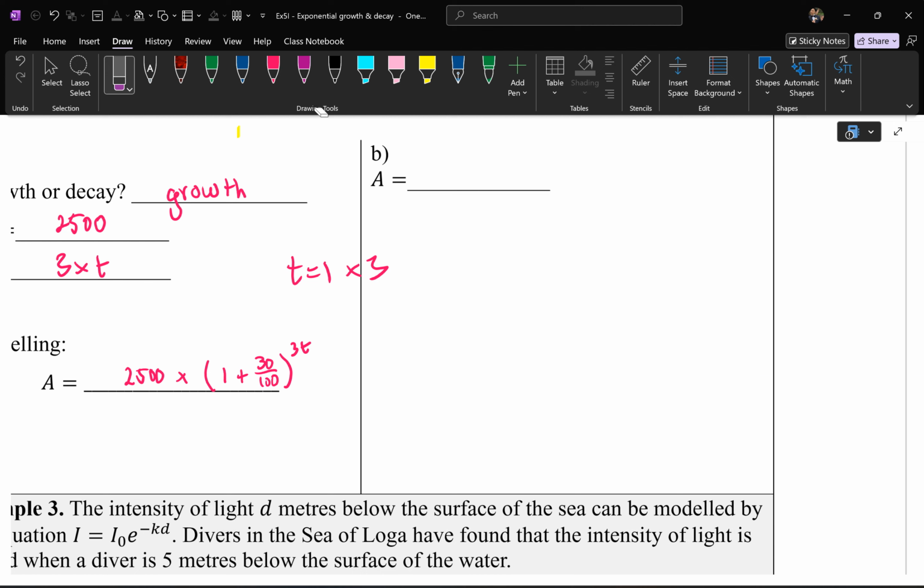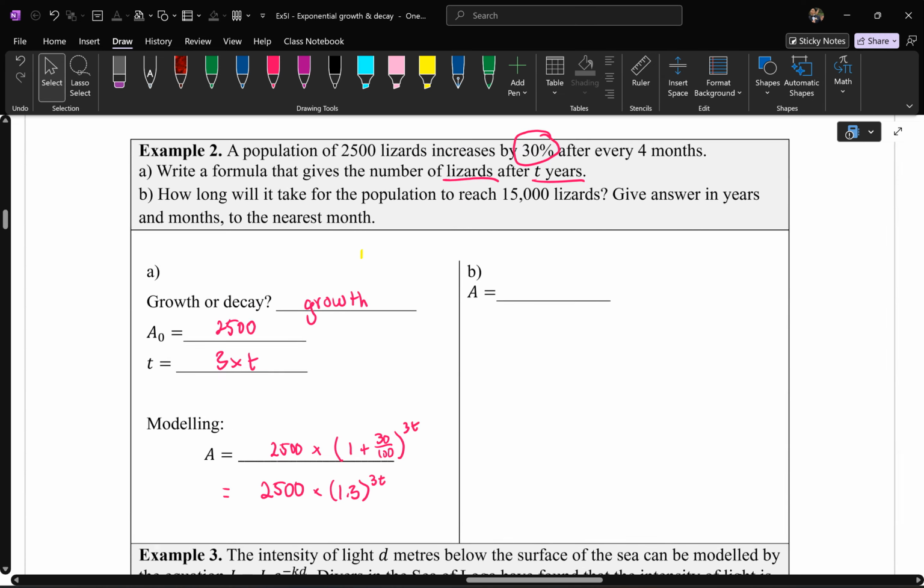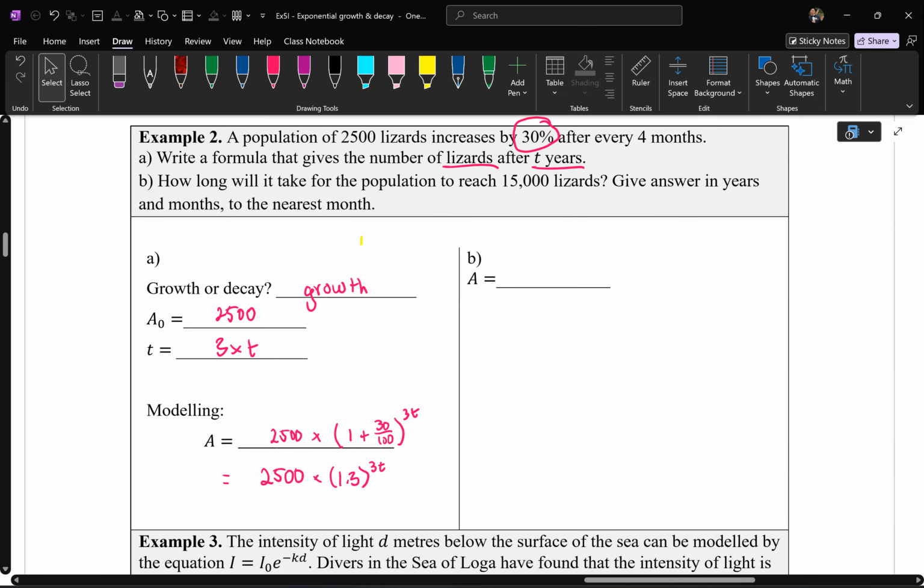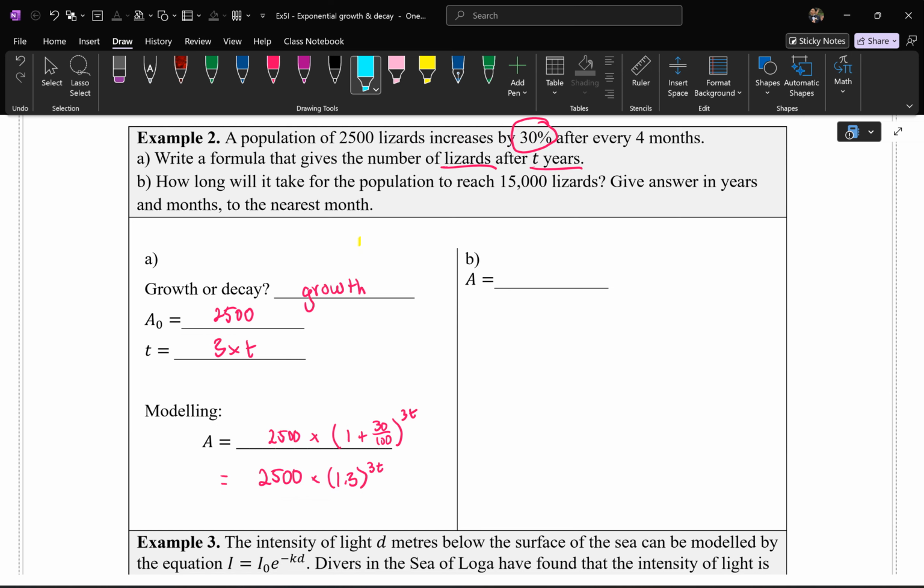All right, so to model, what is your formula? It should be 2,500 times 1.3 to the power of 3T. Hands up if you got that model. Hands up if you got at least 2,500 and the 1.3, you just messed up on the time. Okay, good. Very good.